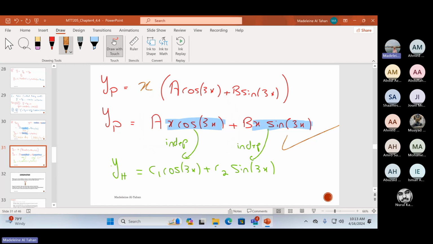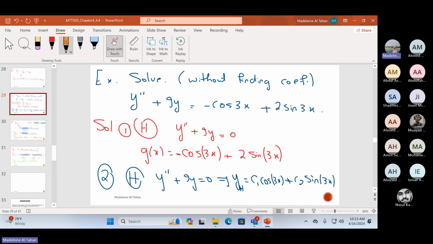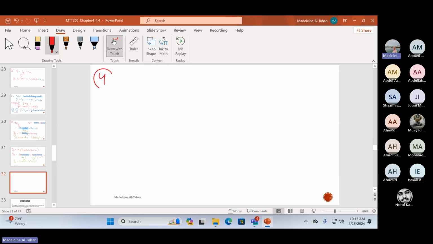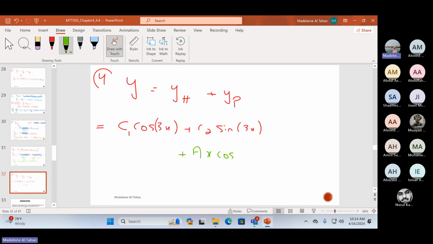What's the last step now? Do we need to find A and B here? Read the question again. Do we need to find? No. Okay, because we said without finding. So the last step now, y equals YH plus YP, which is C1 cosine 3x plus C2 sine 3x plus Ax cosine 3x plus Bx sine 3x, and this will be our final answer, and it is accepted.